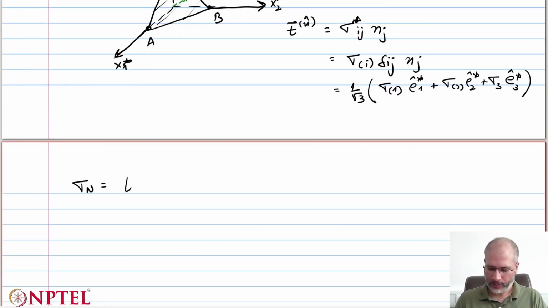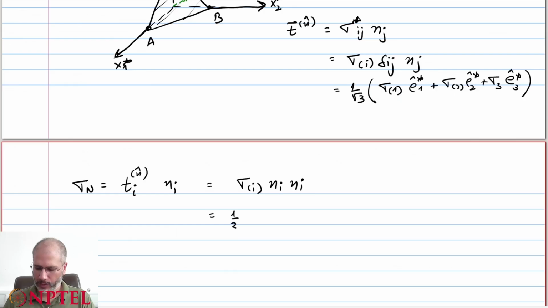I can get sigma n as the dot product between the traction and the normal, which simplifies to sigma_i n_i, which actually becomes 1/3 of the sum of sigma 1, sigma 2, and sigma 3. Again, I urge you to please check it yourself and confirm. And this is nothing but the sigma mean, which is 1/3 of the trace of sigma.